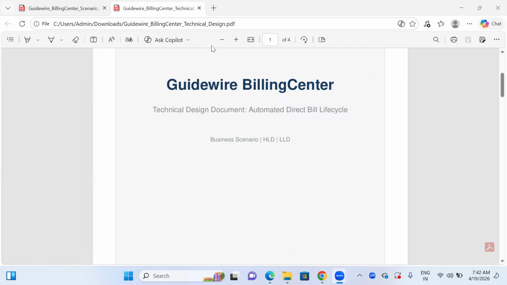Right. So this is about the technical design documentation, especially on the Guidewire Billing Center, wherein I'm going to explain to you a particular business scenario, which covers the high-level design as well as the low-level design of the project. For the given scenario, I'm talking about the automated direct billing lifecycle.